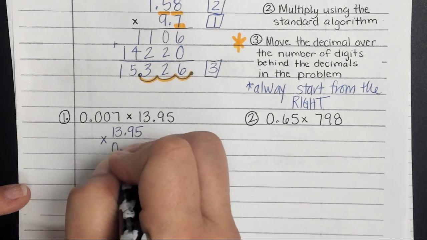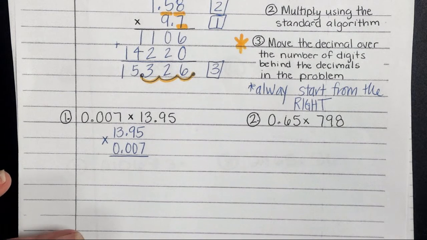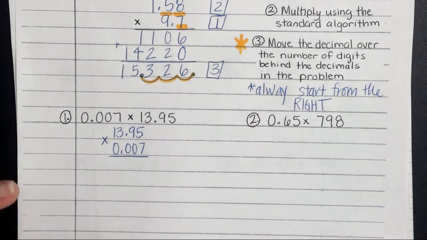So it's 0.007. Again, my decimals do not line up. What if they happen to line up? Is that okay? Yeah, it absolutely is. If they do line up by accident, it's perfectly fine. But you don't have to line them up. We actually don't want to line them up because we don't want to add extra zeros or extra numbers that we have to multiply.